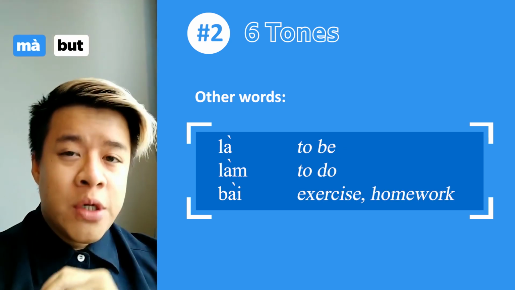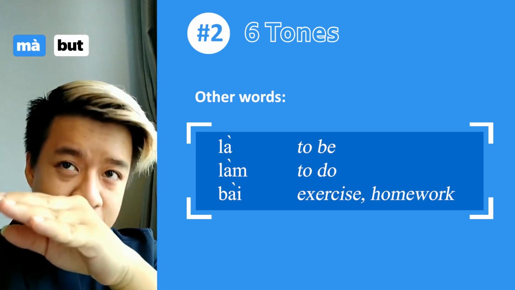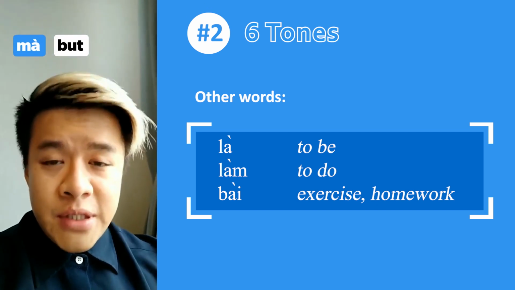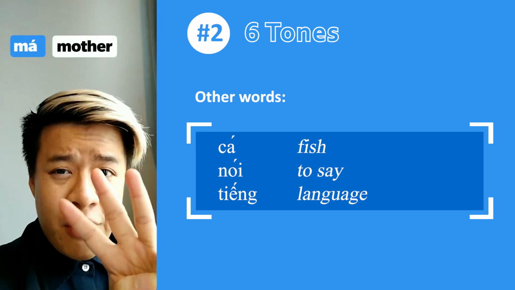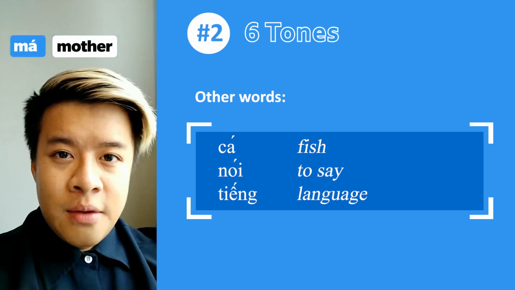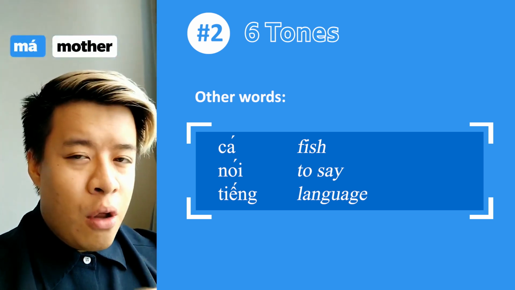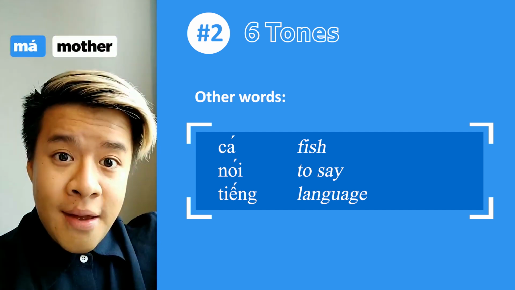Tone number two, which is mà, mà. So you start off pretty low and there's a falling tone, mà. That means but or however, mà. Tone number three is a mid-rising tone. So má, má, which means mother, má. So all three tones are ma, mà, má.